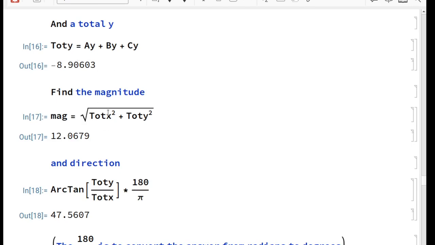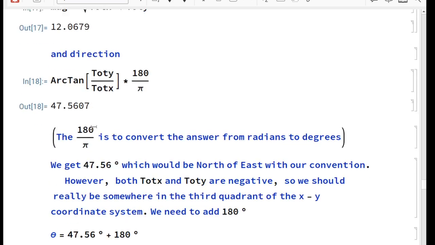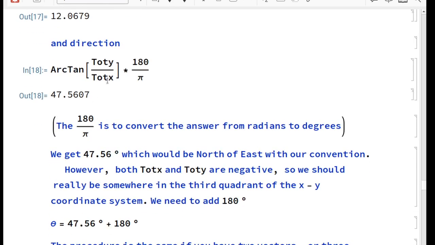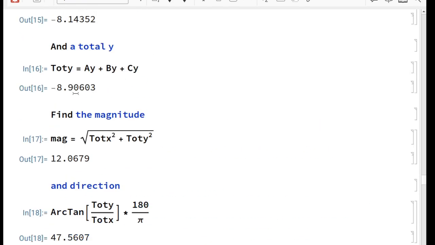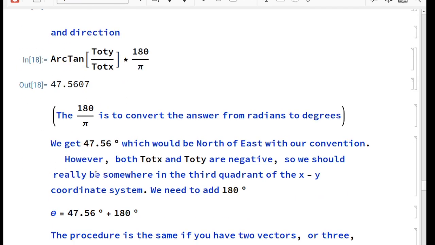We find the magnitude by squaring each of those, adding them, taking the square root, and we get about 12.1 meters per second. Direction: we get the arctangent of y over x, so negative 8.9 over negative 8.1. Your calculator will give you 47.56 degrees. That's what this math program, Mathematica, is doing here, only it works in radians, so if I want degrees, I have to multiply by 180 over pi.